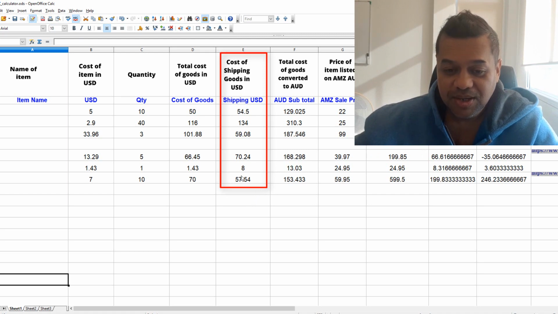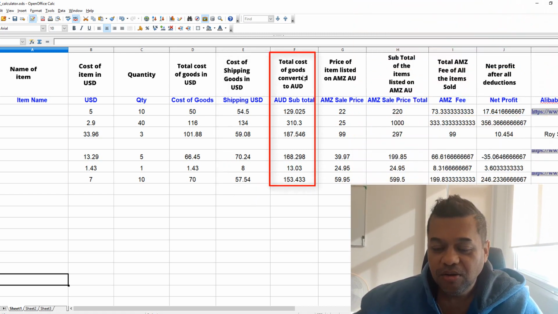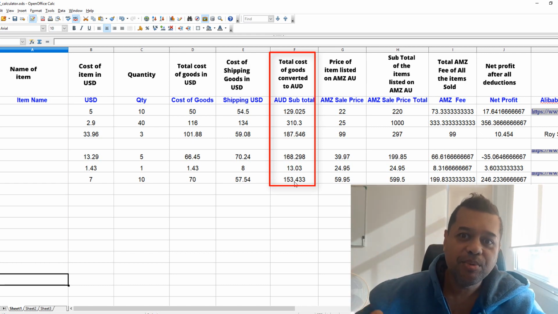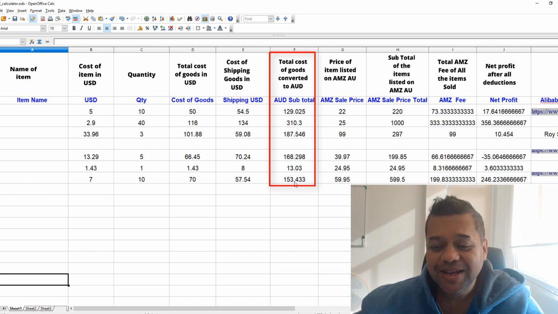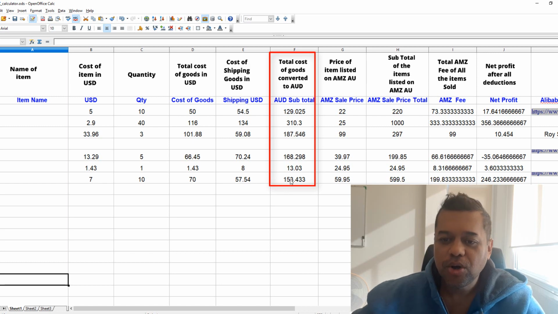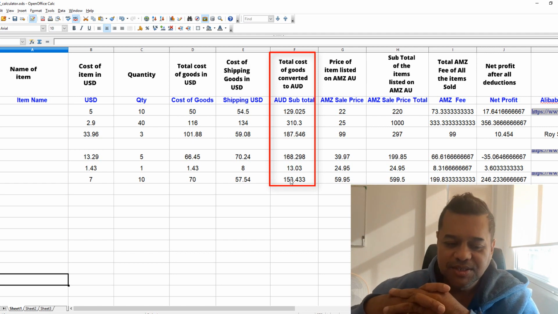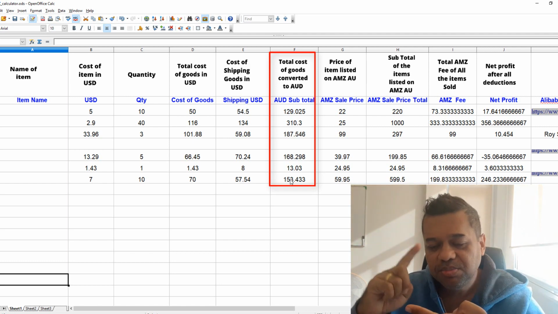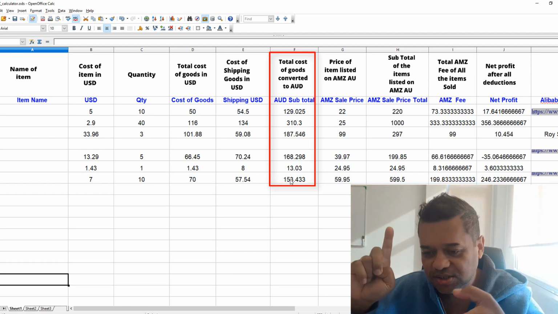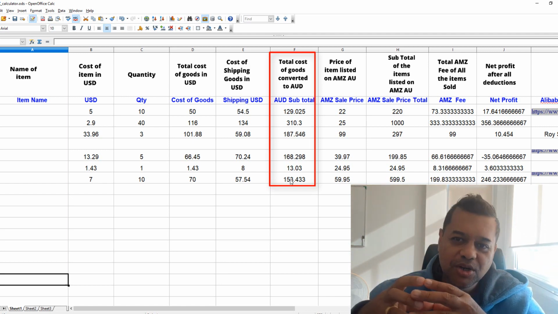Then you've got the cost of shipping, and then the total. This is the total cost of goods converted to AUD. We want the converted total because we want to know our numbers. If we don't know our numbers, we're screwed. We'd just be buying products without knowing the numbers, and then they hit Amazon and it's like, well, how profitable are we? We want accurate data on exactly how much these products are going to cost when they land. So this total includes the shipping and the cost of the goods. Basically what I'm talking about is landed cost.